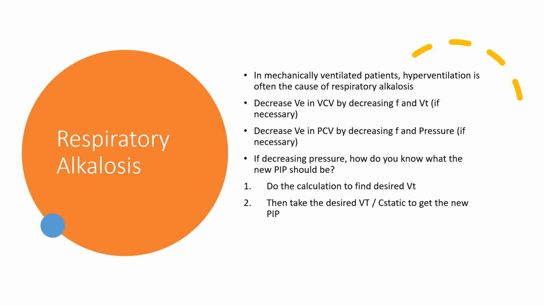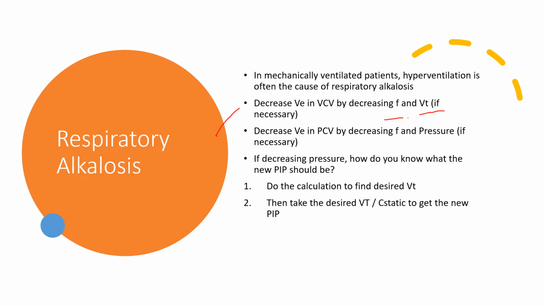So initial stages, you might see that respiratory alkalosis. In mechanically ventilated patients, hyperventilation is often the cause of respiratory alkalosis. So how do we fix this? Well, we can fix this by decreasing minute ventilation. So in volume control, we're going to decrease the rate or the tidal volume if necessary. If we decrease the rate, but the patient's breathing over and over, we can always try to decrease that tidal volume as well. But traditionally, we try to decrease the mandatory rate of the patient if that's doable. And sometimes, like I said, that's not doable.